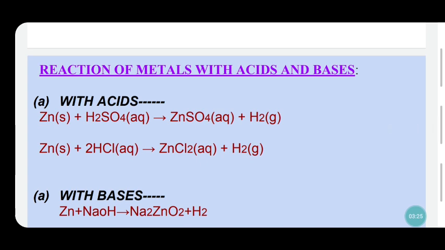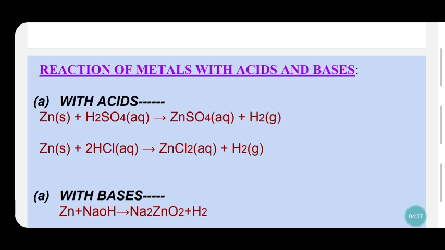Now moving on to the very important topic, chemical properties of acids. There are 5 very important chemical properties. First one: take a test tube, fill some hydrochloric acid in it, add a few pieces of zinc metal. Observe the reaction carefully. After 1 or 2 minutes, you can see thick bubbles start evolving from the test tube.